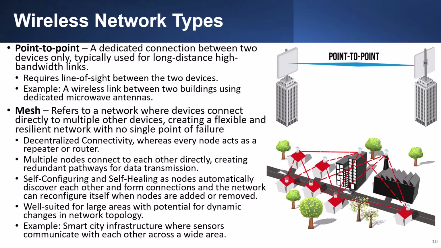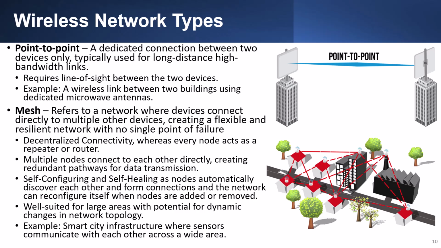Mesh refers to a network where devices connect directly to multiple other devices, creating a flexible and resilient network with no single point of failure. It offers decentralized connectivity, whereas every node acts as a repeater or router. It has multiple nodes that connect to each other directly, creating redundant pathways for data transmission.